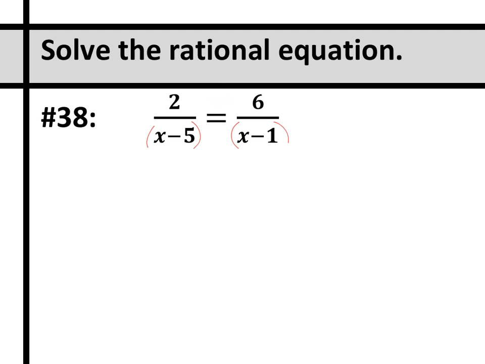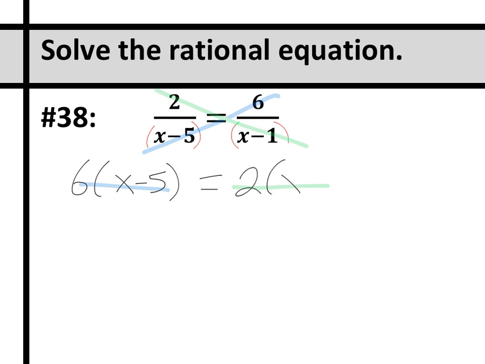As we cross multiply, we are going to multiply the 6 times the x minus 5 and put that answer here. And we'll multiply the 2 times the x minus 1 and put that answer over here. Okay, so 6 times x minus 5, and then bring down that equals, and then 2 times x minus 1. Okay, looks like we have to do some distributing. On the left, we have 6x minus 30. On the right, 2x minus 2.